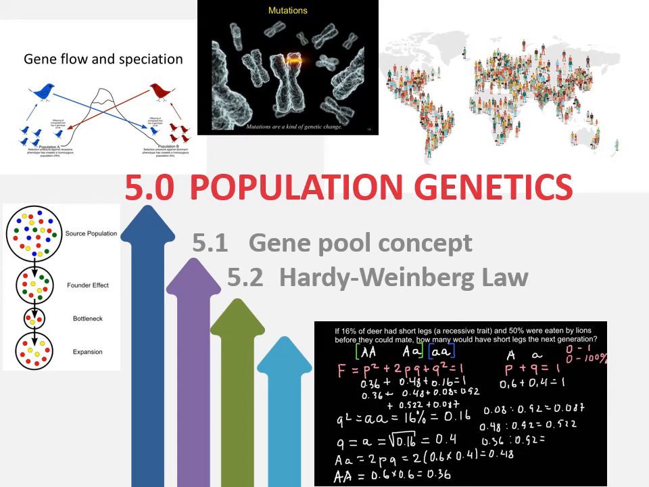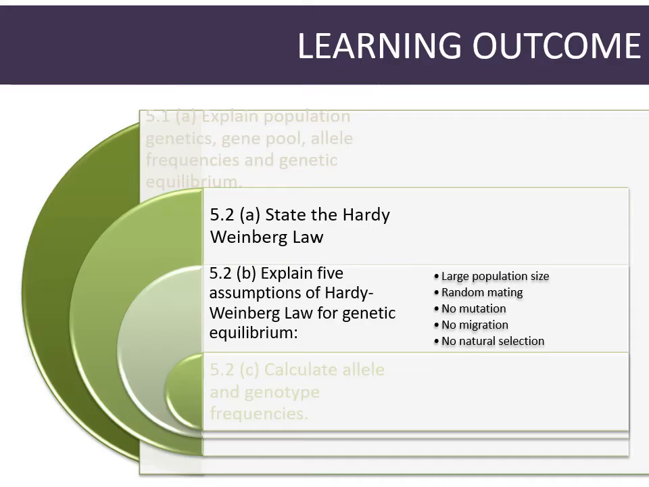Population genetics describes the genetic structure of a population. In short, population genetics explains and studies how a group's genetic composition changes over time. Now, we have come to the second part of this topic. We are going to discuss the Hardy-Weinberg law and the 5 assumptions of Hardy-Weinberg for genetic equilibrium. Further explanation on how to calculate allele and genotype frequencies will be discussed later.